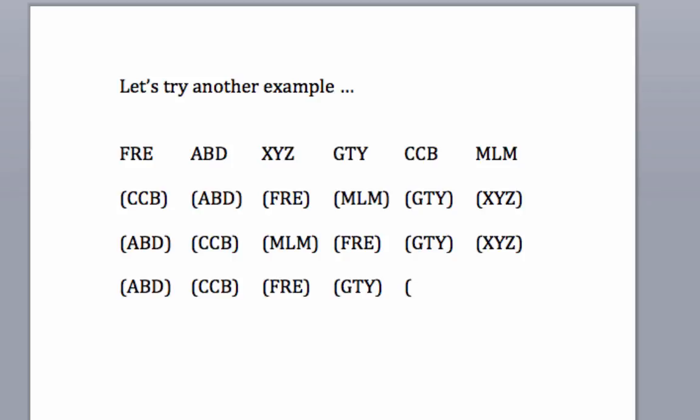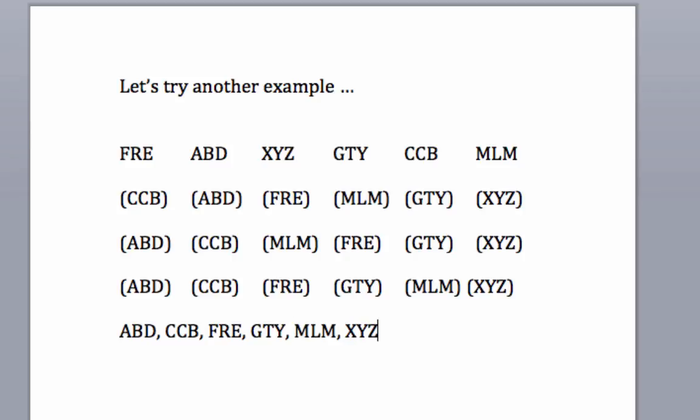Then the next bucket is going to be M, L, M. And my last bucket is going to be, obviously, X, Y, Z. And now at this point, I'm done because I only have 3 letters that I can use to sort. And then I can create the groups, which are A, B, D, C, C, B, F, R, E, G, T, Y, M, L, M, and X, Y, Z. And obviously these 3-letter words are in alphabetical order according to the English alphabet.